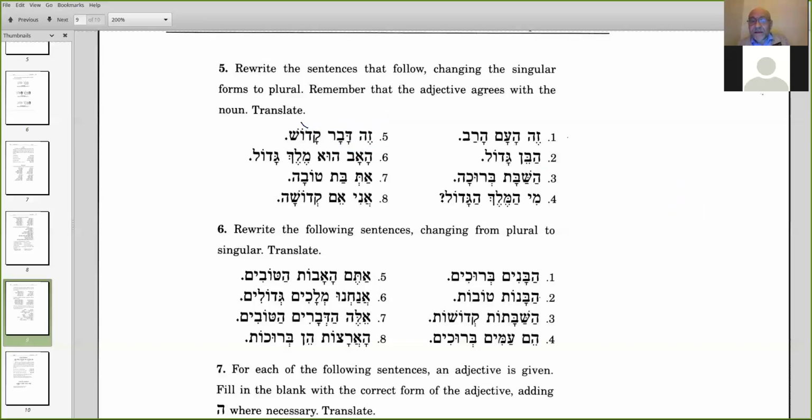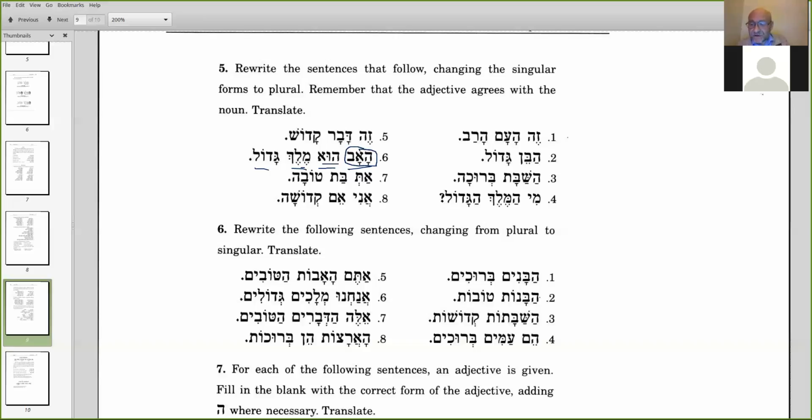All right, let's go to number 6. We have ha'av hu melech gadol. Okay, now we have the father is a great king. The father is a great king. In other words, literally this says the father, he, king, great. Okay, so we need to make this say plural for avot. It's got to change, av has got to change to avot.